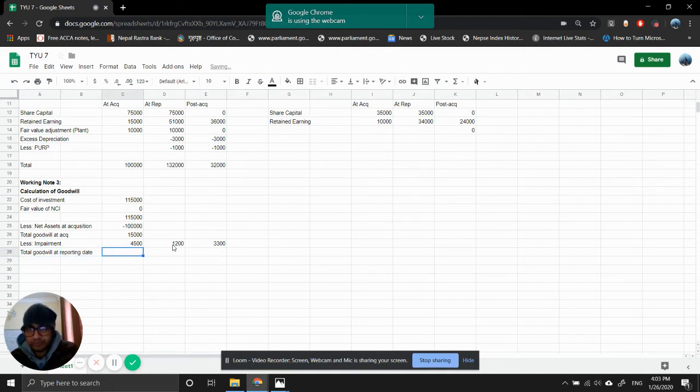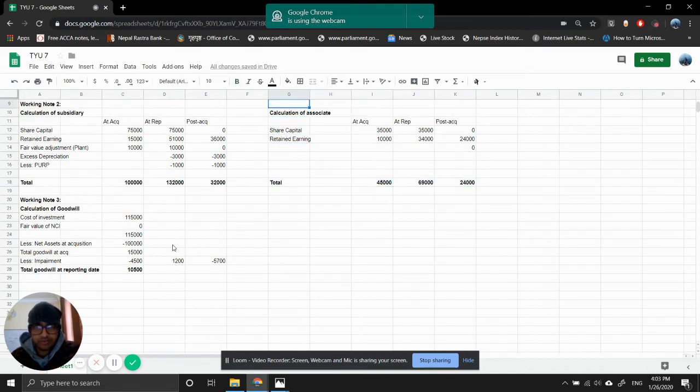Reporting date, minus, so this figure plus this figure should give us our goodwill. Let's bold it, will make it look nice. So what I should do is then Control C and then Control V. So done as well, and then bold this thing. Calculation of net assets of subsidiary, calculation of net assets.